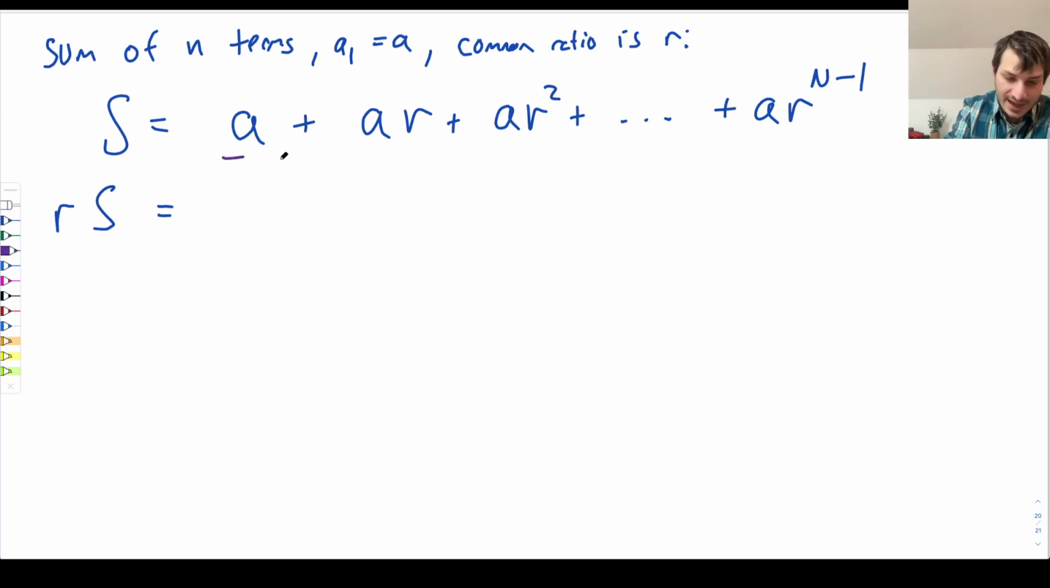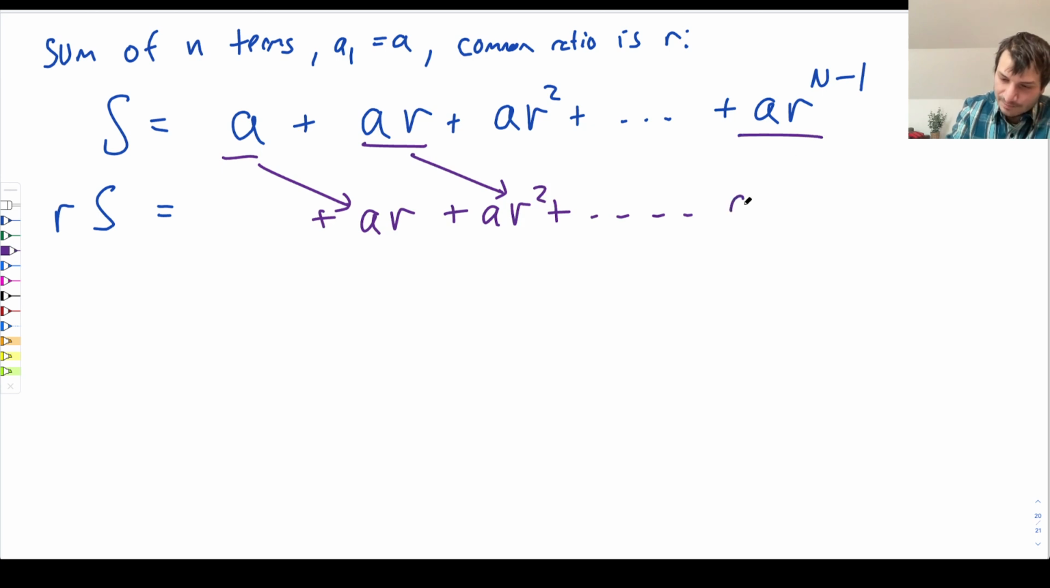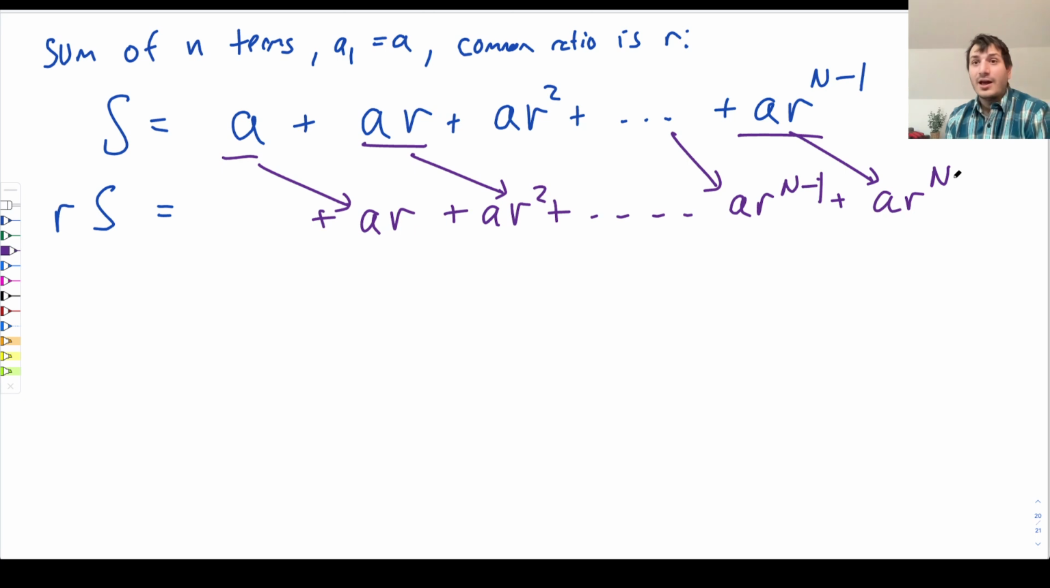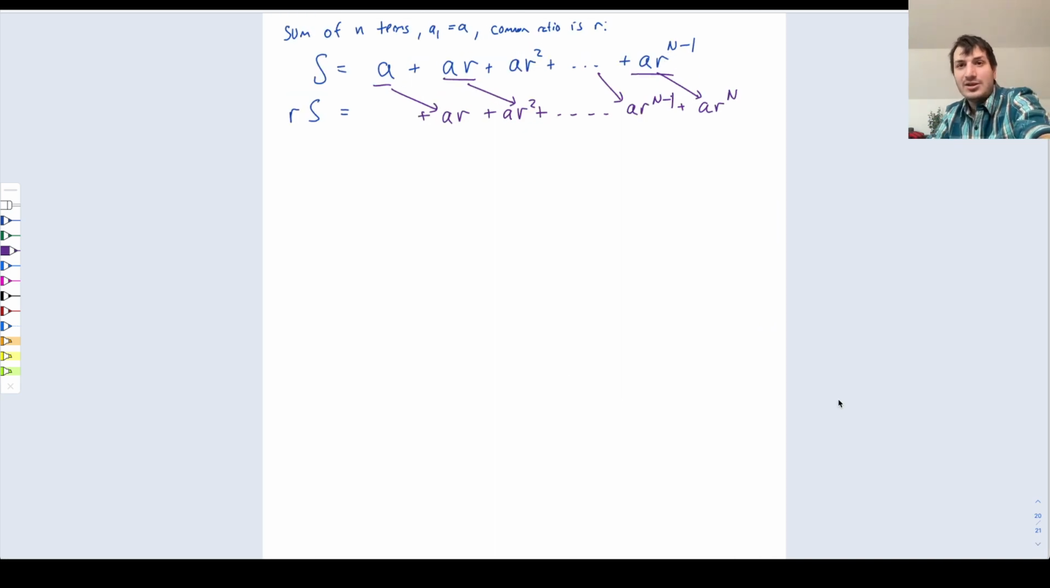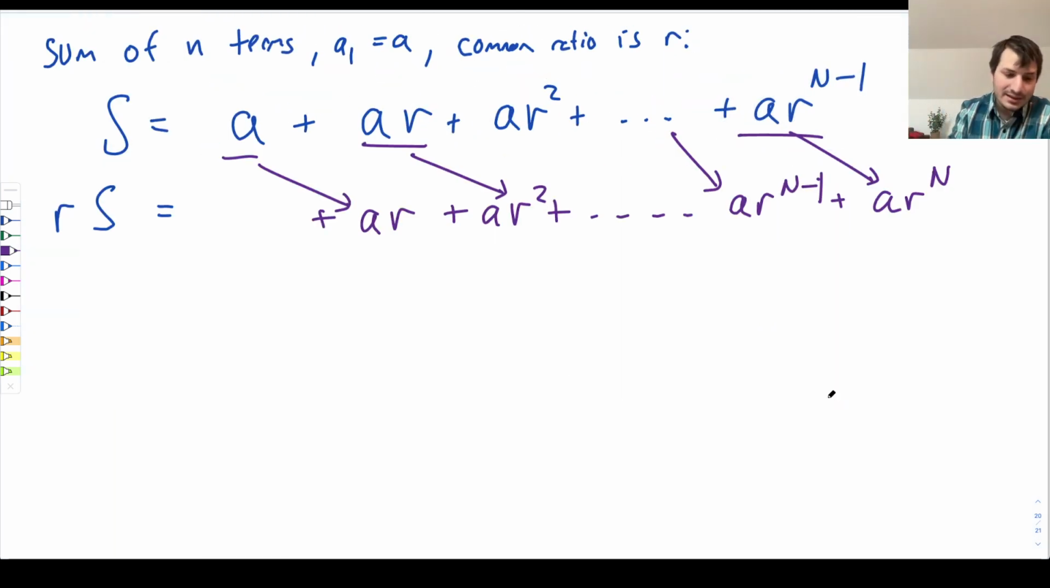So if you take a, you multiply it by r, you get ar. If you take ar and you multiply it by r, you get ar squared. And you do this a whole bunch of times. The last term, ar to the n minus 1 from the last term over here, is going to become ar to the n with no minus 1 because you multiplied it by r. So everything gets shifted over by 1. That is exactly what we did before with 0.9. All the 0.9s getting shifted over by 1. And I've written it this way. R times s is this thing, and now the columns are aligned.